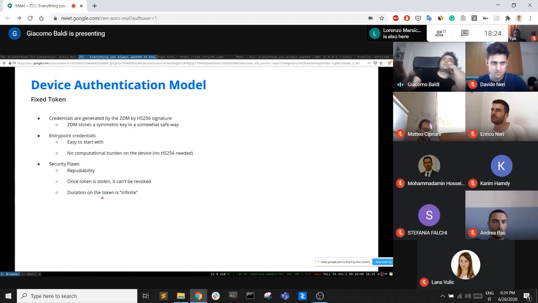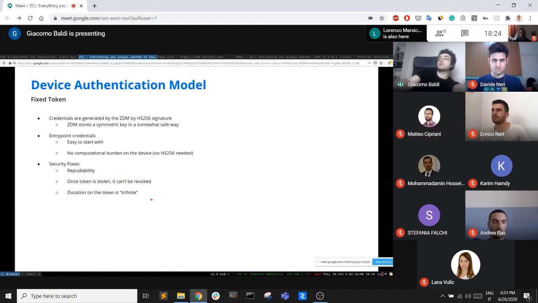There are many security flaws. First, reproducibility. The key is in the ZDM, so the ZDM could generate other tokens, by error or otherwise, and allow other devices to identify themselves as this device. This is not good. Once the token is stolen, it cannot be revoked. There is no way. We have to go manually to the server and eliminate it, but then the device doesn't know a new token, cannot generate a new token, so it's lost forever. And the duration of the token is infinite, and this is quite bad. We want ranges of time.